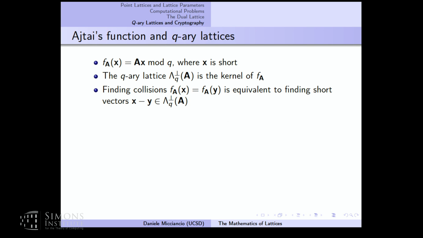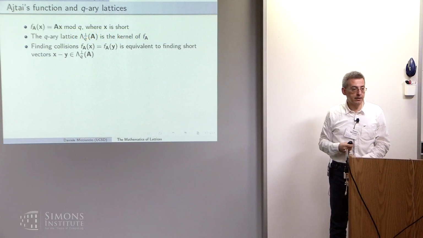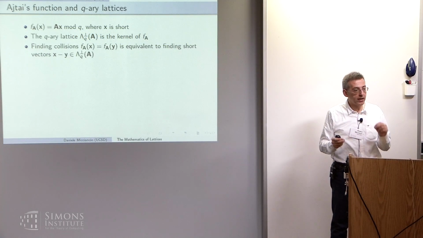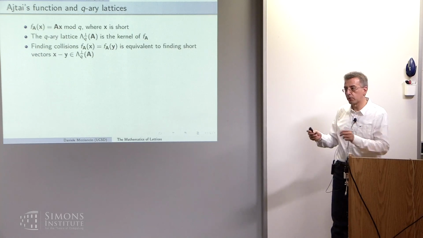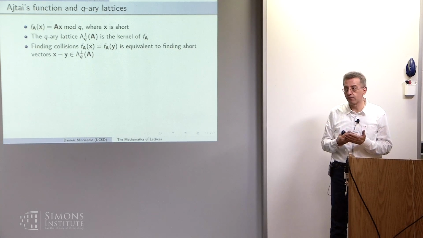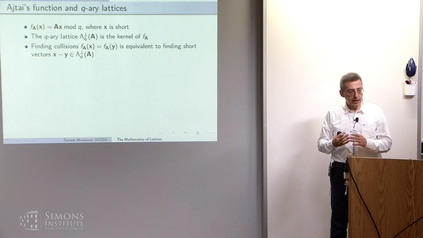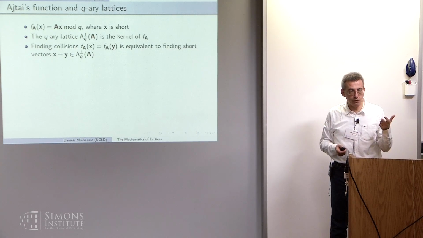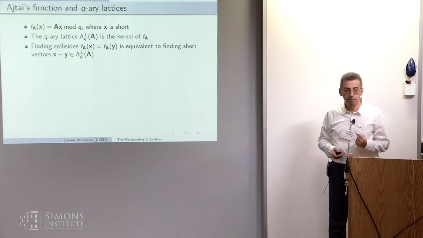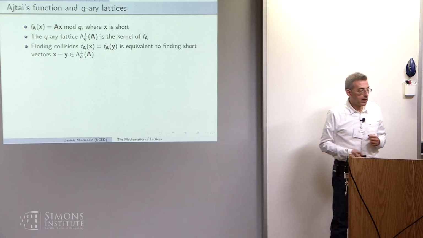And finding a collision in this function, finding 2 points that map to the same output, is exactly the same as finding a short non-zero vector in this kernel, just by linearity. It's finding 2 vectors which map to the same value, so that if you subtract one from the other by linearity, their difference is non-zero because x and y are different, and they map to the 0 value.